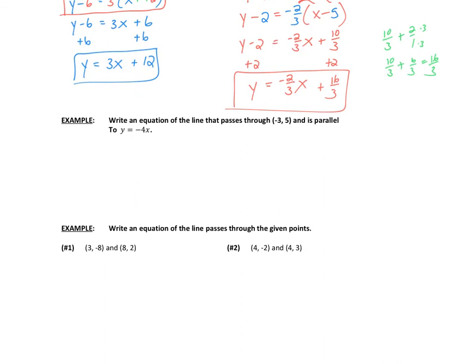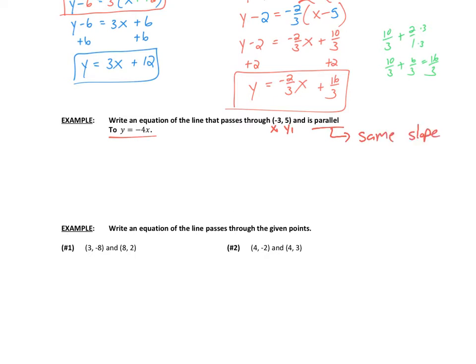All right, so we scroll down to the next example. It says to write an equation of a line that passes through this point. So if it passes through, that means it's x1 and y1, and it is parallel to this equation here. So what does parallel mean? Parallel means same slope.